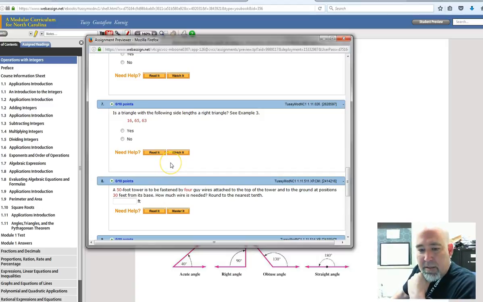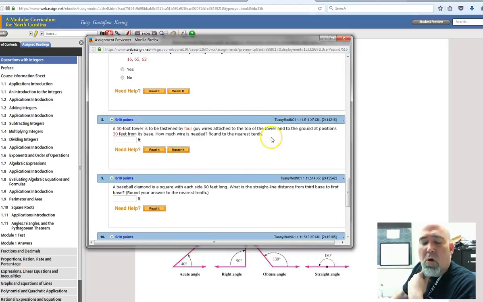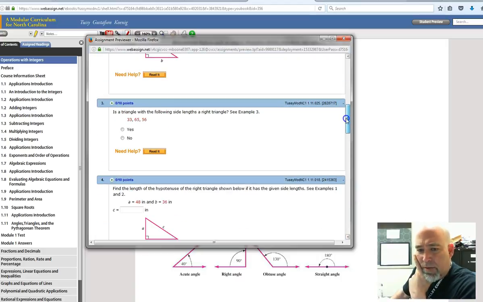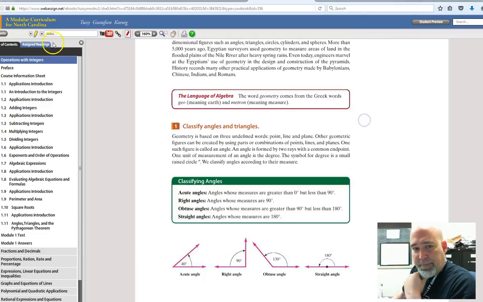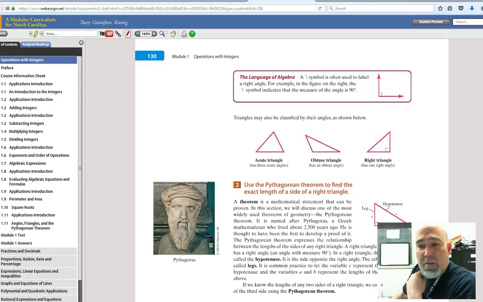And lastly, on a question like number 8, it's drawing this triangle and trying to figure out what the lengths of, in this case, the guy wires are that we need to make this tower work or to stay steady. But it's using right triangles as well. So I'll do a supplement for a couple of these. But again, using this a squared plus b squared equals c squared is what we're doing in most of this section.